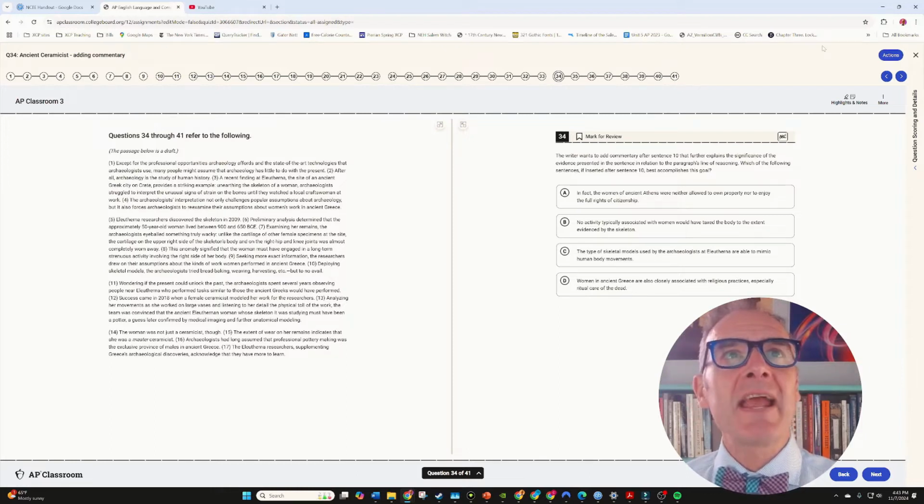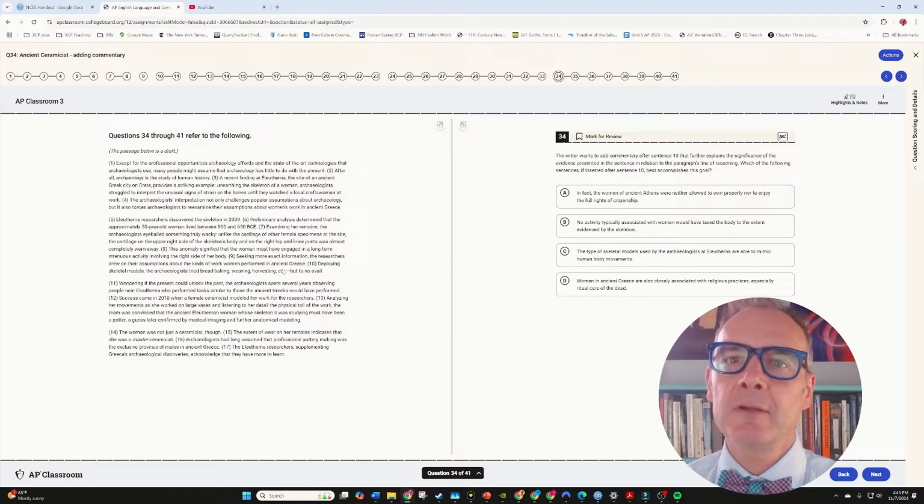The writer wants to add commentary after sentence 10. So we'll be on sentence 10, right here, that further explains the significance of the evidence presented in the sentence in relation to the paragraph's line of reasoning. Which of the following sentences, if inserted after sentence 10, best accomplishes this goal? Interesting. Let's look at the options.